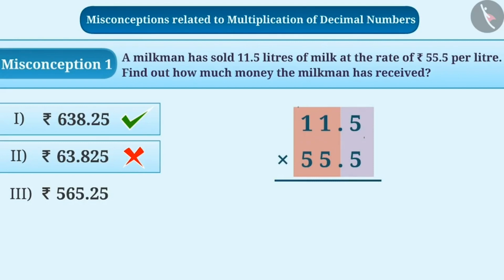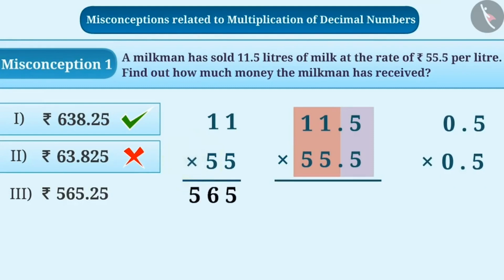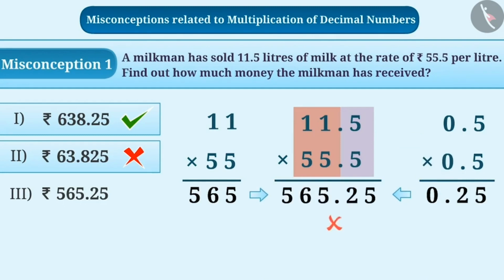In order to solve 11.5 multiplied by 55.5, 11 and 55 are multiplied separately and 0.5 and 0.5 are multiplied separately. The product of the whole number part is 605 and the product of the decimal part is 0.25. And now, both are combined together to obtain the answer as 565.25. This is also a misconception. Therefore, incorrect answer option 3 is chosen. Remember that this is the wrong way of performing multiplication.